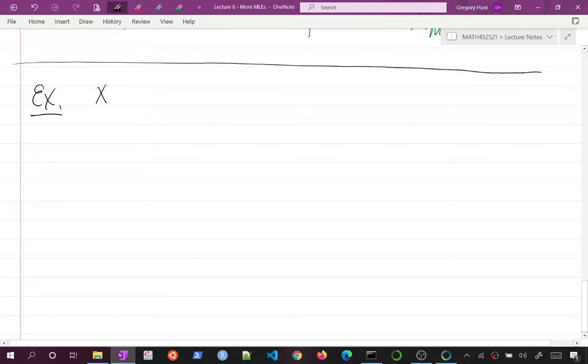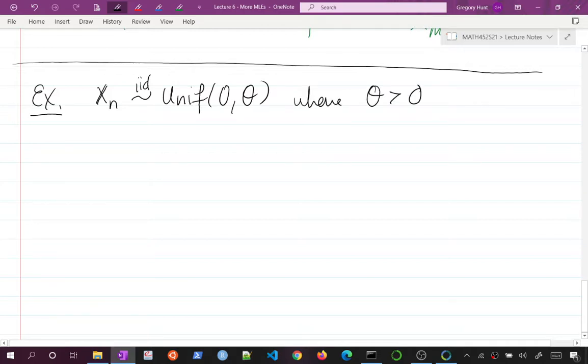So here, I'm going to assume that my data comes from a uniform distribution between 0 and theta. And theta is going to be some positive number. So theta is the upper bound of our distribution, and I don't know theta.